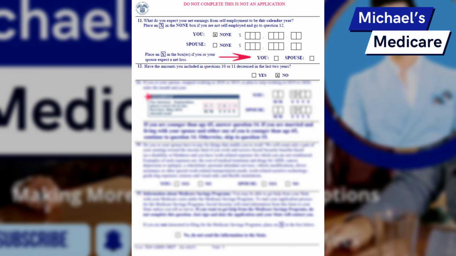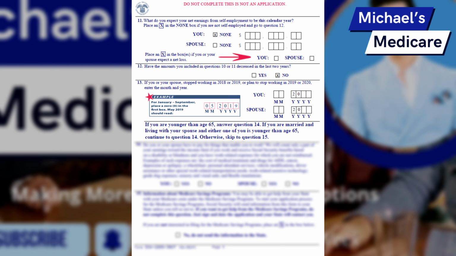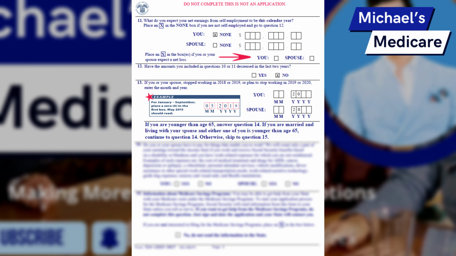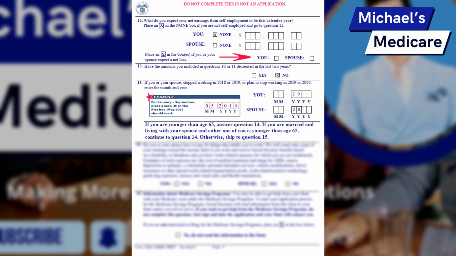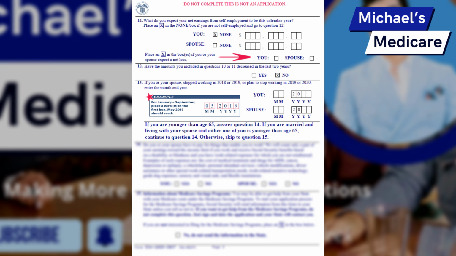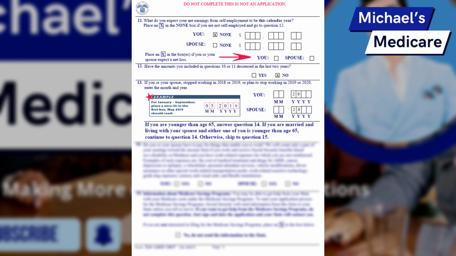No, in this case. If you or your spouse stopped working in 2018 or 2019 or plan to stop working in 2019 or 2020, enter the month of the year. Obviously this one, we'll just get this one updated out. But this, you would put the year that you stopped or plan to stop working. If you're younger than the age of 65, answer question number 14. If you are married and living with your spouse and either one of you is younger than the age of 65, continue to question 14. Otherwise, skip to question number 15.